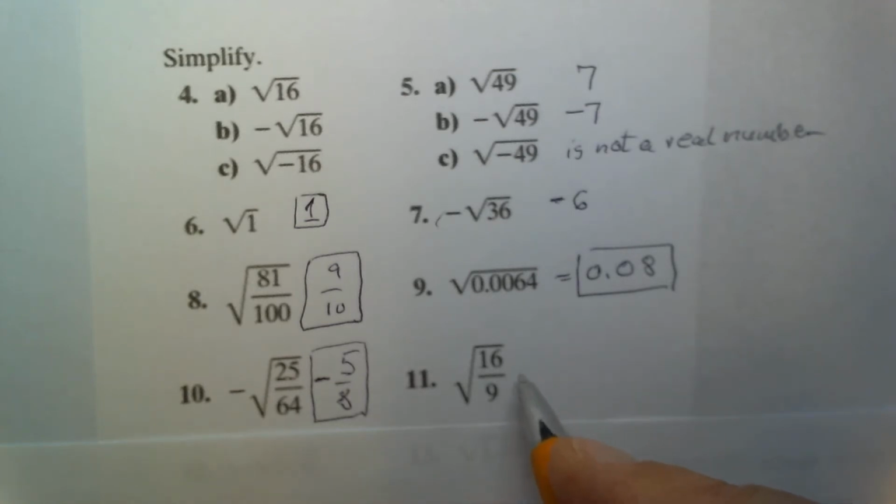And here, that's equal to the square root of 16 is 4, and the square root of 9 is 3, so that equals 4/3.